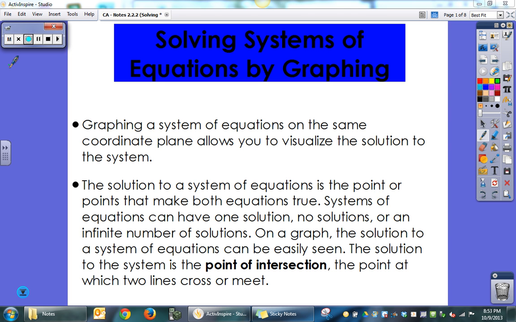This video is going to go over how to solve a system of equations by graphing. And when you graph a system of equations, it's nice because you can actually see what the solution is. And you can also see what type of solution there is, meaning there are systems that have one solution, no solutions, or an infinite number of solutions. And if there's one solution, then the solution is going to be the point of intersection of those two lines.